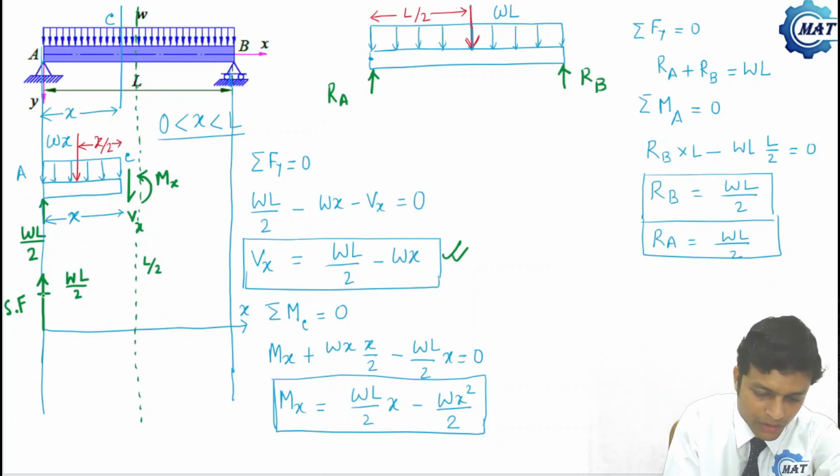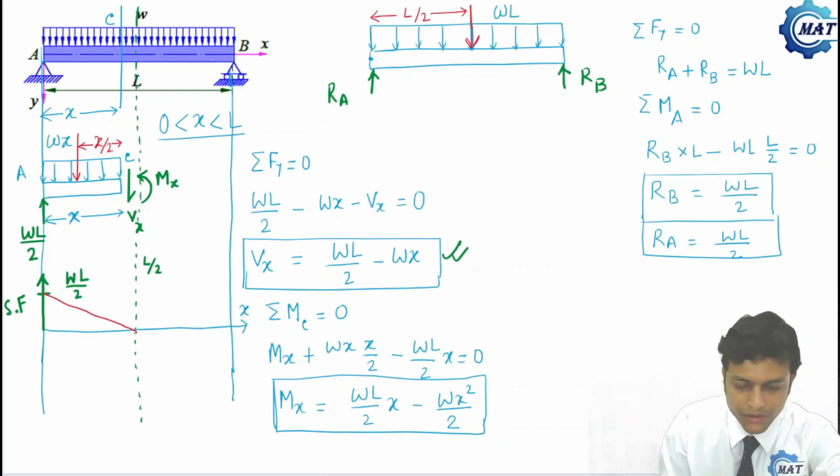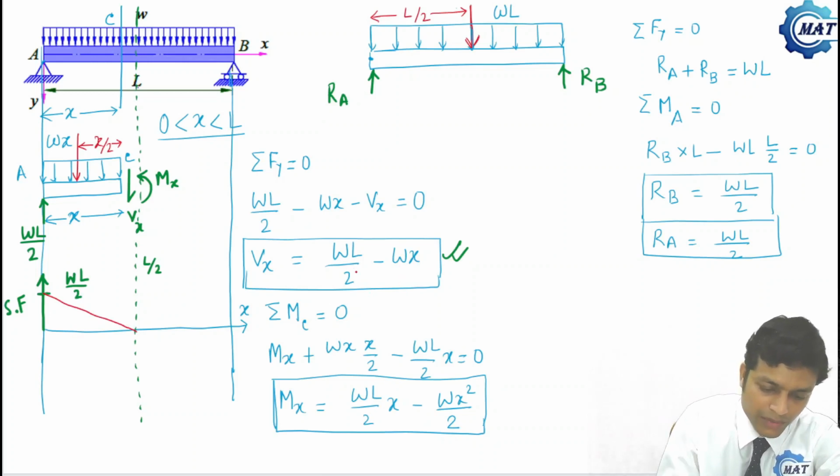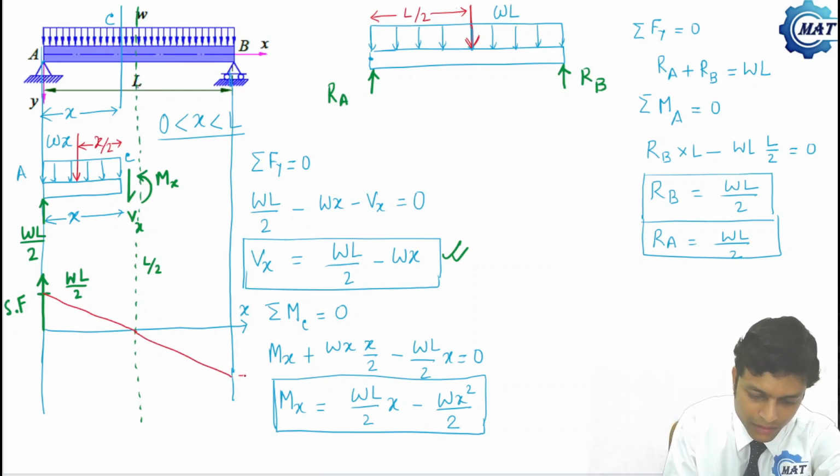So Vx becomes 0 at x equal to L by 2. Let me draw it with red color. Next, at x equal to L, it becomes minus wL by 2. So the diagram will be like this. So here this is minus wL by 2. So this is the shear force diagram.